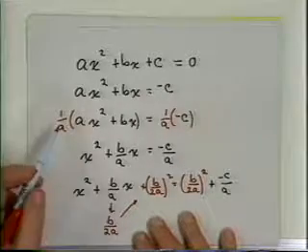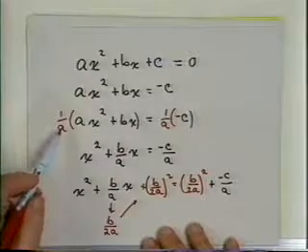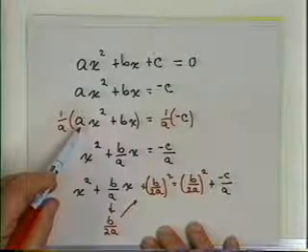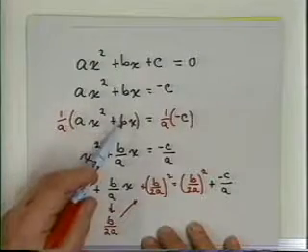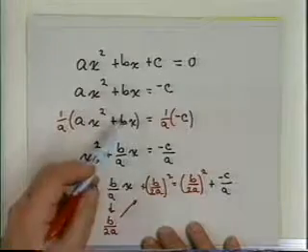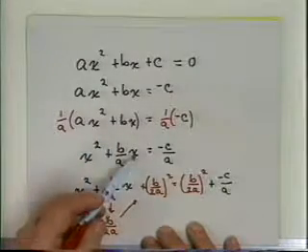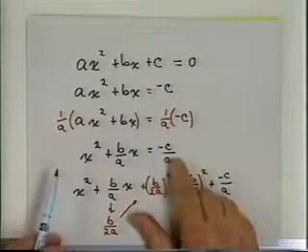Now I'm going to multiply both sides of this equation by 1 over a. Why am I doing that? Because I want to make the coefficient of x squared equal to 1. You see, 1 over a times a is going to give me 1. So that gives me x squared. Now 1 over a times b is what? Multiplying by 1 over a is the same as dividing by a. That's b over a times x. And then 1 over a times negative c is negative c over a.